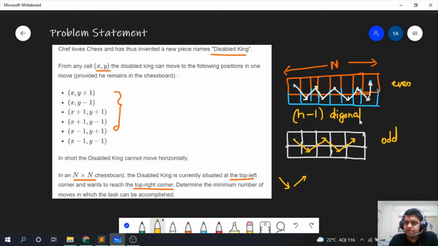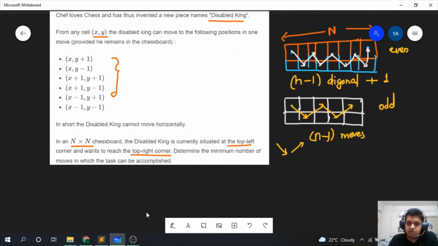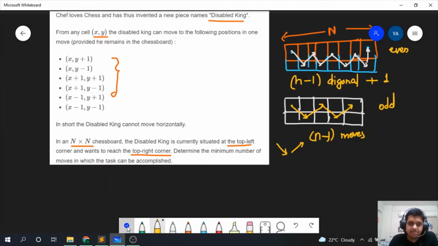And for even, there is just an additional one move, so there is plus 1 over here. And for odd, there is no additional move. So there are total n minus 1 moves for odd. Let us see why the moves will be n minus 1. It is actually pretty easy.